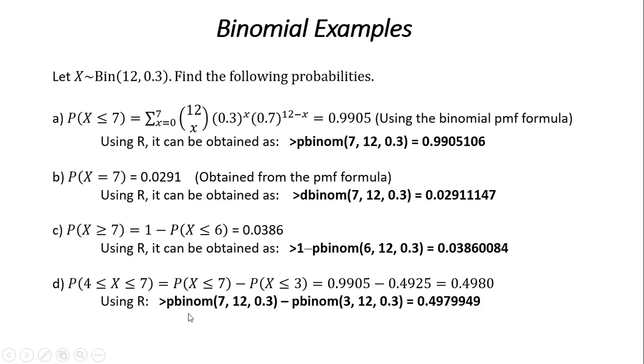In R, we would use the CDF twice, both cumulative. So I have pbinom(7, 12, 0.3) minus pbinom(3, 12, 0.3). This works out to 0.49799949.